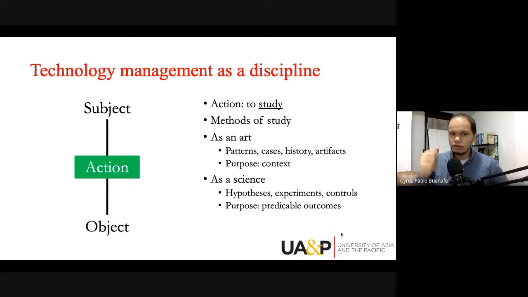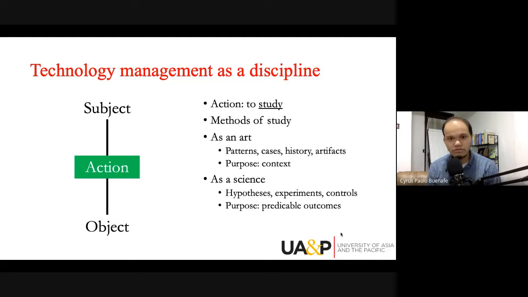Okay. Now, when we look at technology management as a discipline, what happens in technology management? What do we do in technology management? Well, we're here. The action is really to study. Now we're here to study technology management. Okay? And what are the methods of study? So that's something that we will look into. So how do we study technology management? Well, we said earlier that management is both an art and a science.